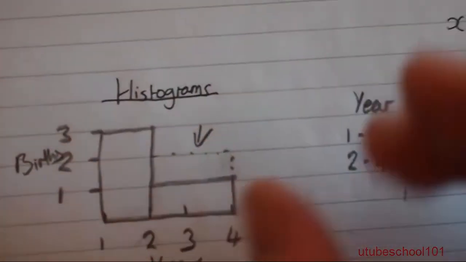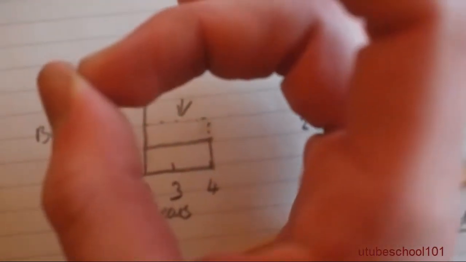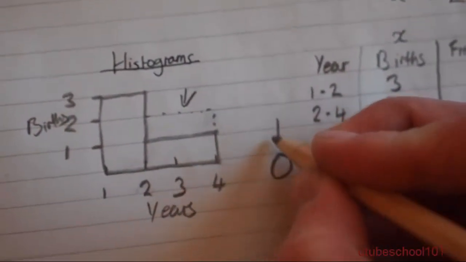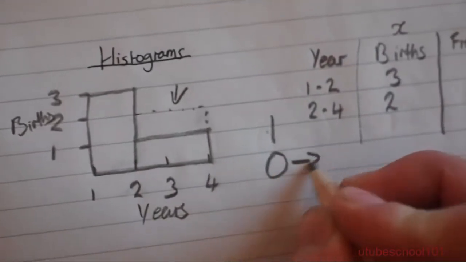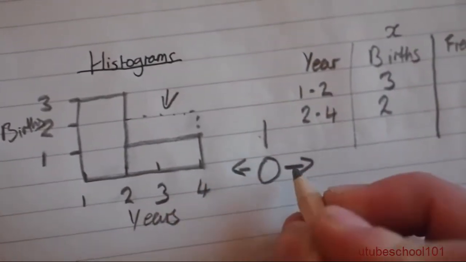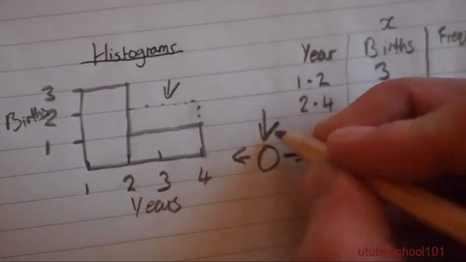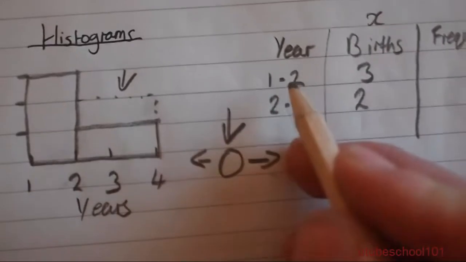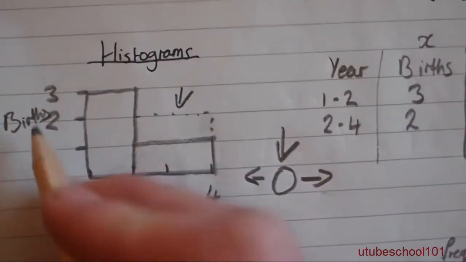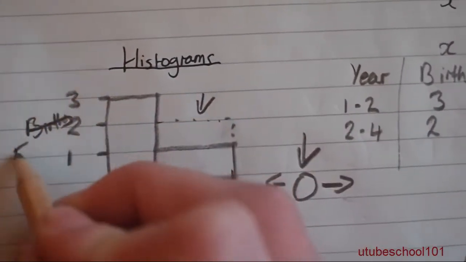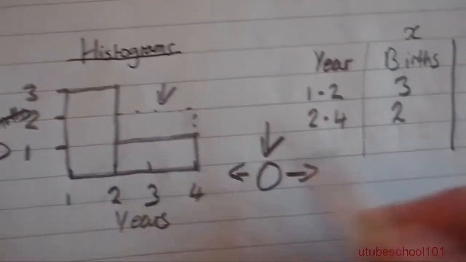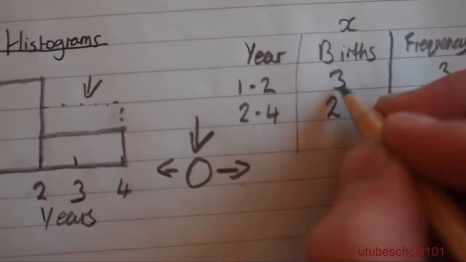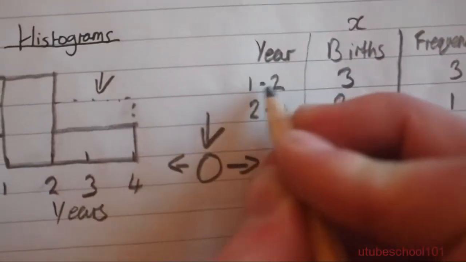Like imagine, say you have a ball, and you squish the ball down. Say you pull the ball from either side. The height of the ball is going to go down, and that's the same with histograms. So instead of having births on the side, there should be frequency density. And to work out the frequency density, we divide the number of births by the difference in the x-axis.